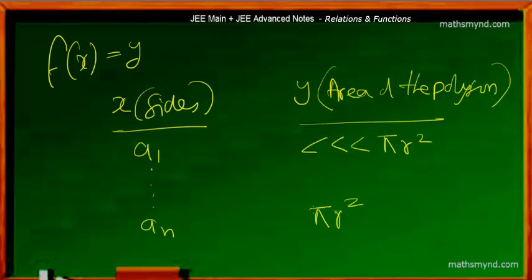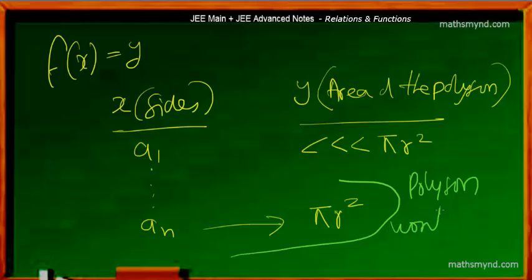Now, what is the interesting point here? There is a very important point, and that point is that when you are reaching this particular point, the polygon won't exist. What is the meaning of saying that the polygon won't exist? Let me make the point once more clear.